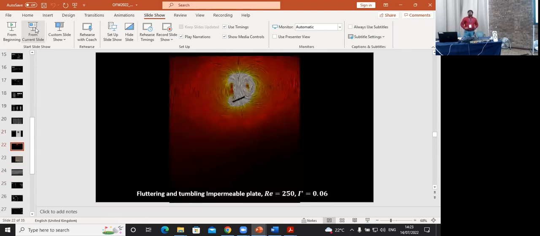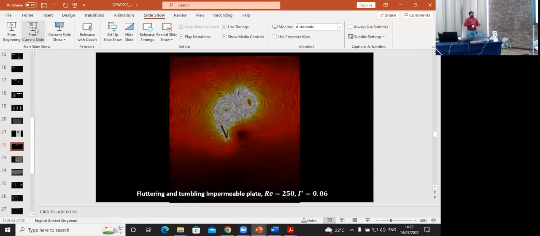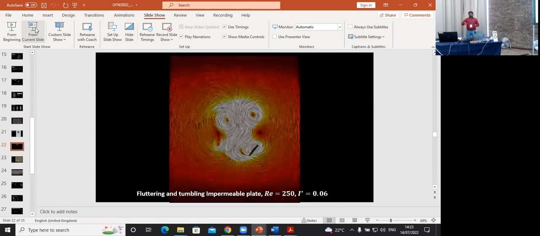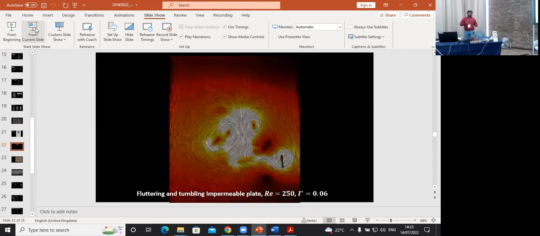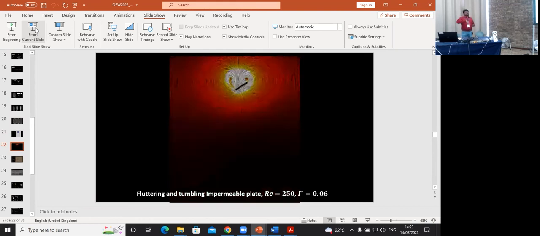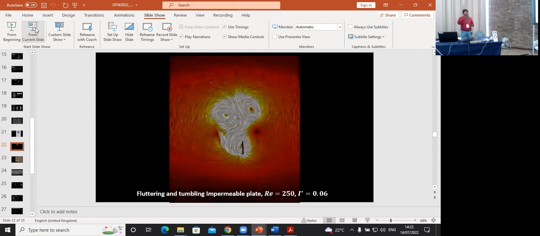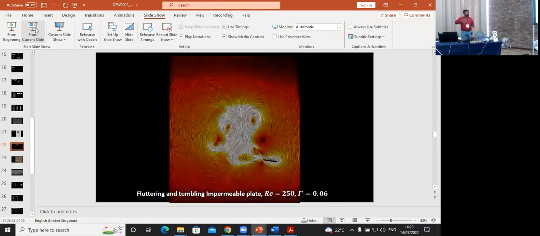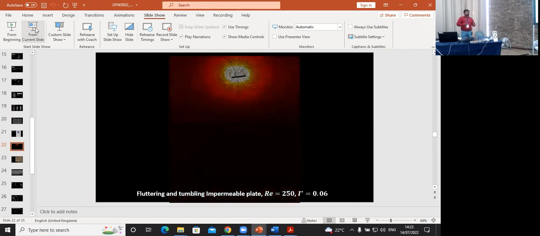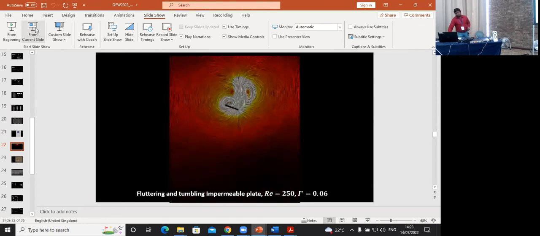And this is an example of a 2D falling plate case where we see that for this particular Reynolds number and moment of inertia, we see a chaotic falling dynamics and very nice evolution of the flow field where the plate starts to flutter and slowly the flutter triggers the tumbling mode, and we see a combination of the flight.